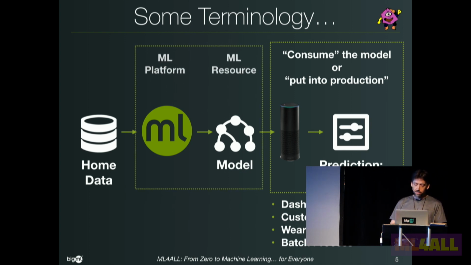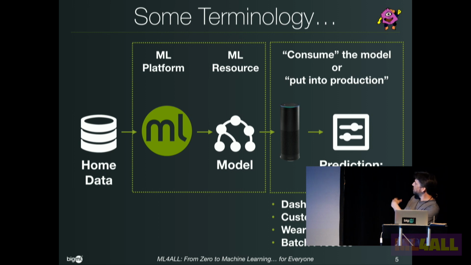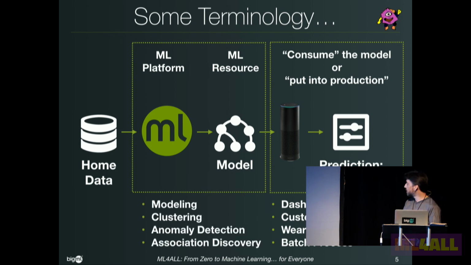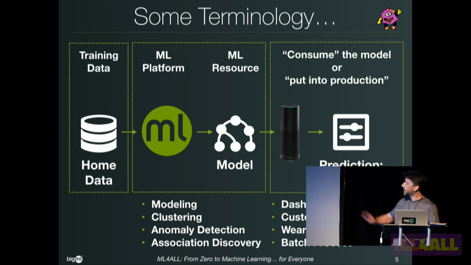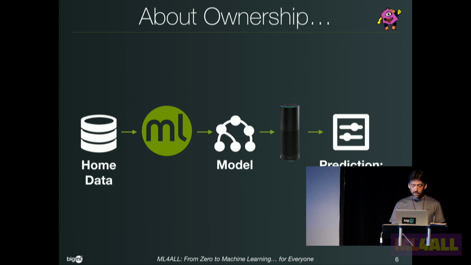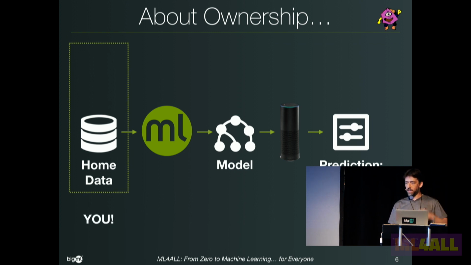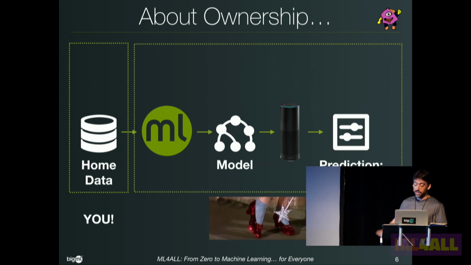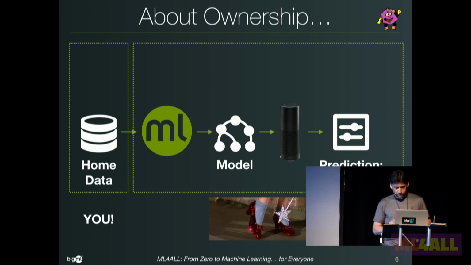And this bit in the middle, we call the machine learning platform, which spits out some kind of machine learning resource, which could be things like modeling or clustering or anomaly detection or association discovery. And that bit over there we like to call the training data. And a little bit about the ownership. The training data is you. This is where you come up with some kind of a business problem, like the wine example, and you have to assemble that data, and then everything over here is the magic slippers.